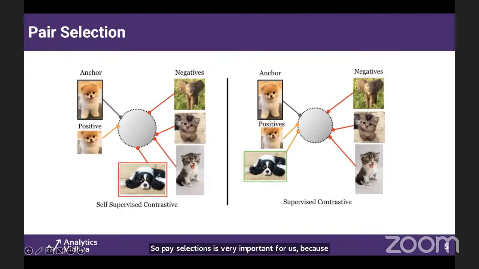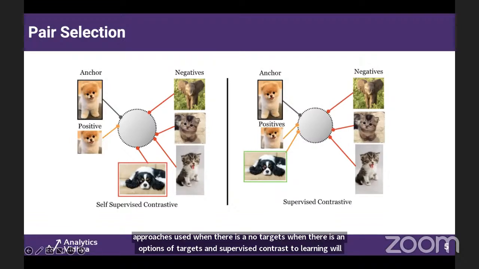As you can see here, there are two types of pair selection. One is the self-supervised contrastive learning approach, and the other is the supervised contrastive learning approach. The self-supervised contrastive learning approach is used when there are no targets, when there is an absence of targets. Supervised contrastive learning will be used when you know the targets.